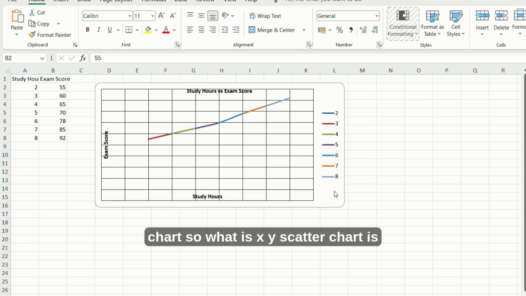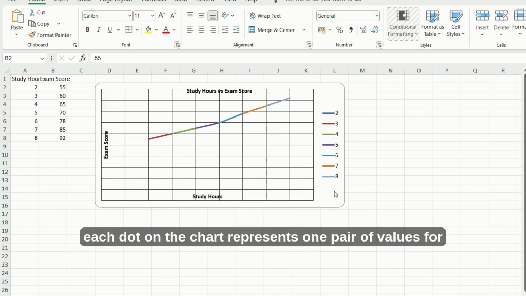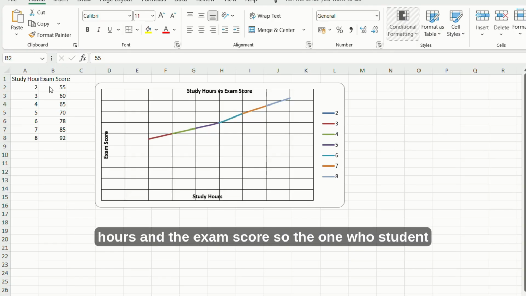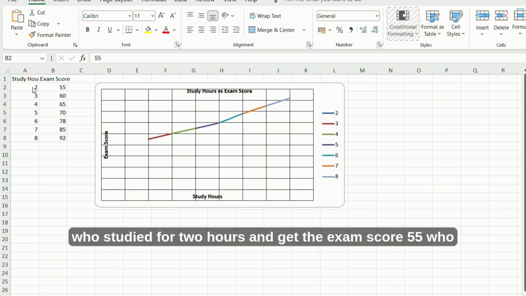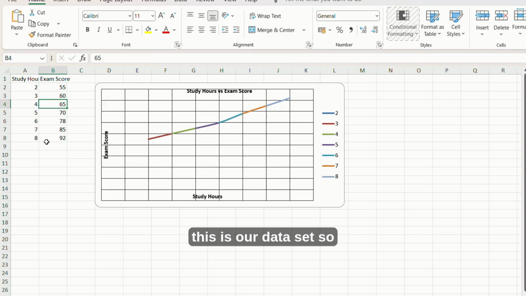So what is an XY scatter chart? It is a graph that shows the relationship between two numerical variables. Each dot on the chart represents one pair of values. For example, we have the study hours and the exam score. The student who studied for 2 hours got an exam score of 55, who studied for 3 hours got 60, for 4 hours 65, and this is our data set.